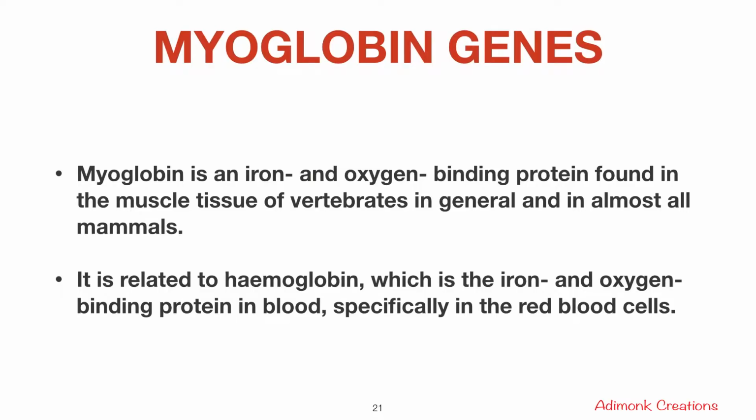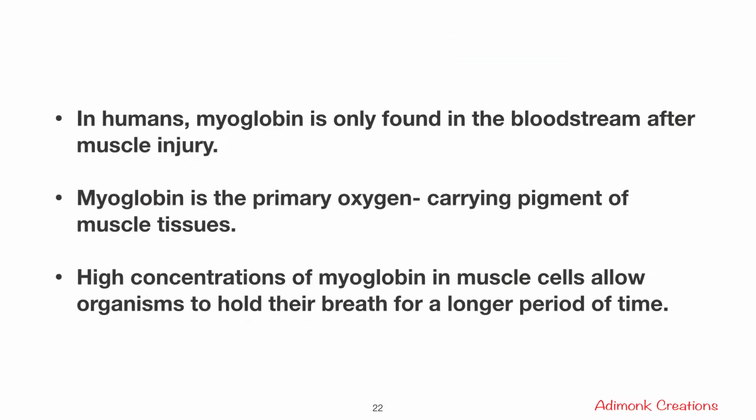Now let's go to the myoglobin genes. Myoglobin is an iron and oxygen binding protein found in the muscle tissue of vertebrates in general and in almost all mammals. It is related to hemoglobin, which is the iron and oxygen binding protein in blood, especially in the red blood cells. In humans, myoglobin is only found in the bloodstream after muscle injury. Myoglobin is the primary oxygen carrying pigment of muscle tissues, so it gives red color to the muscle.